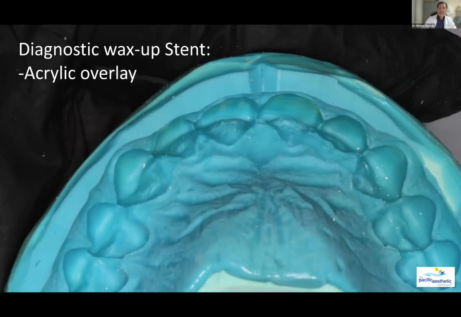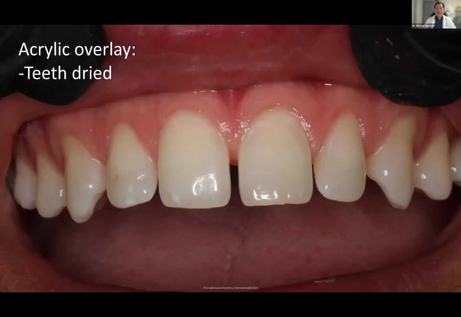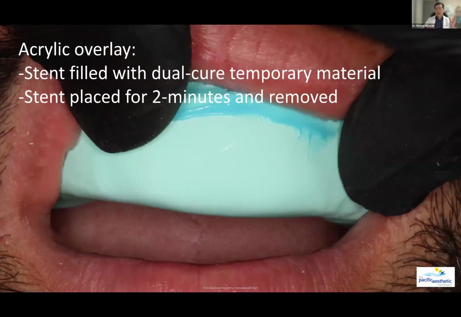So what I do is I take the diagnostic wax up stent and I dry the teeth and I fill the stent up with a self-curing temporary material. And I place that stent over the patient's unprepared teeth, just kind of press it up against the gum line.